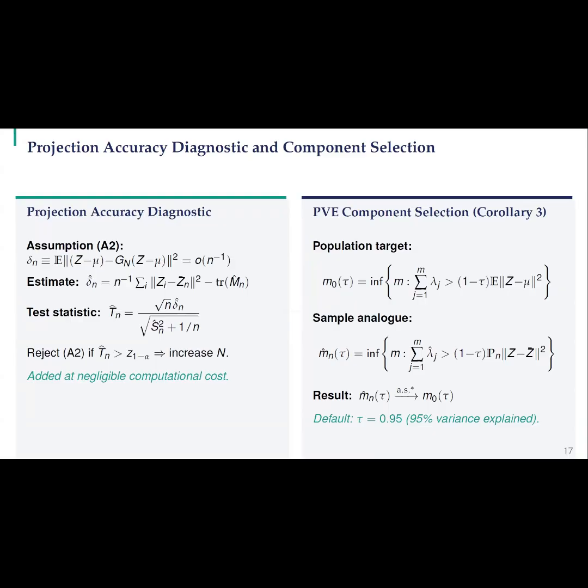What we do is we estimate delta hat by taking the sum of the squares of the differences between Zi and their means, and then just empirically, and then the Mn hat matrix we had before, we subtract the trace of that. And that is exactly a consistent estimator of this. In fact, it's consistent at enough higher order that we can construct a test statistic, Tn hat equals the square root of n delta n hat divided by something S hat, which is a way of estimating the covariance of this.